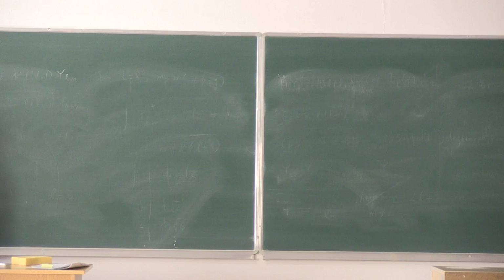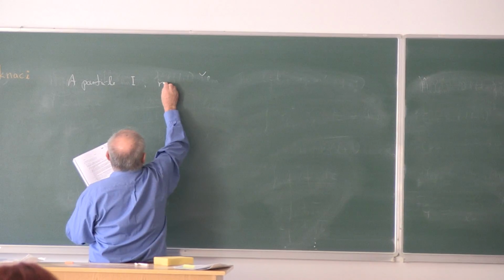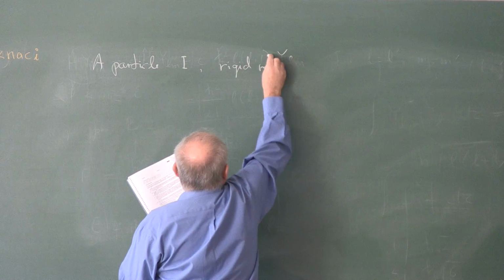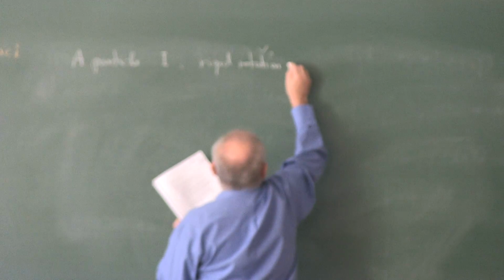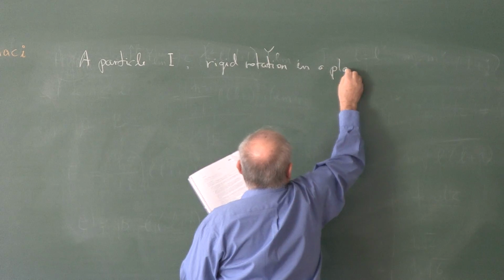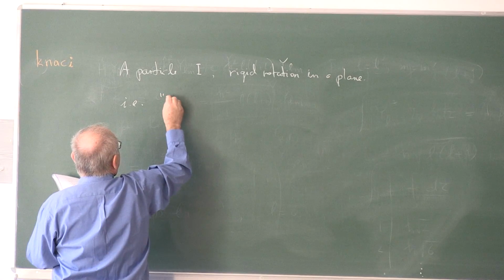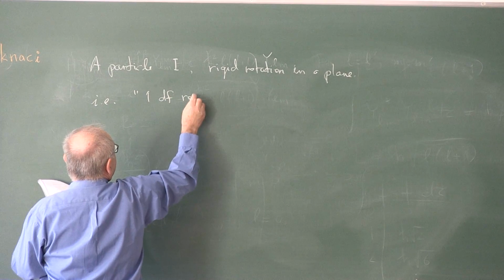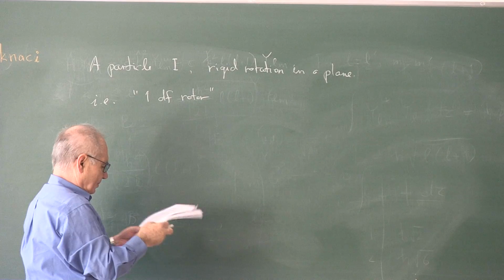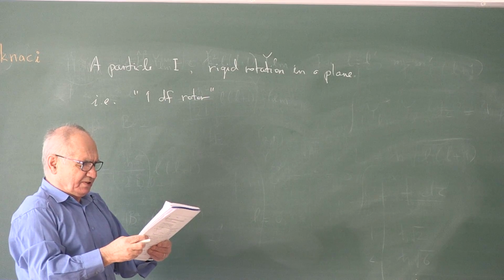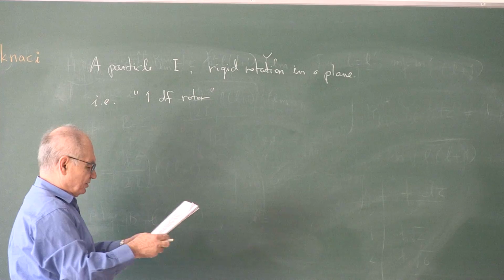A particle with moment of inertia I is executing rigid rotation in a plane. This means this is a 1 degree of freedom rotor. A possible state of this particle is described by the wave function.